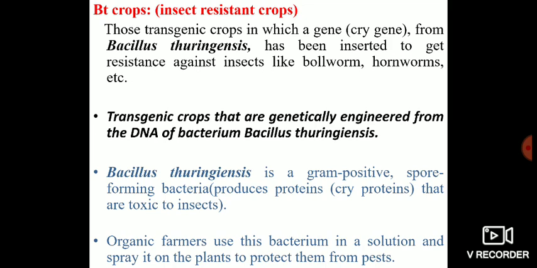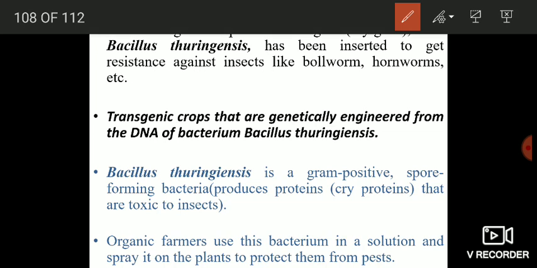Now the BT crops are those transgenic crops in which a gene named BT gene or cry gene has been introduced from Bacillus thuringiensis, so that this variety of crop gets resistance against a group of insects like bollworms, hornworms, and some other insect types. Or you can simply say transgenic crops are those crops which are genetically engineered using the DNA of a bacterium named Bacillus thuringiensis.